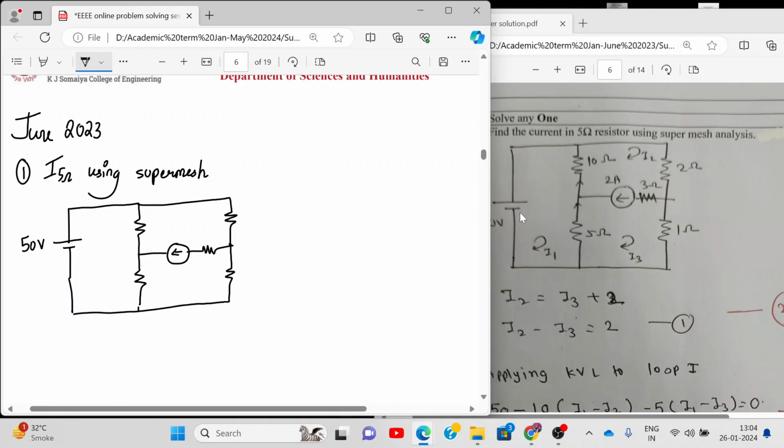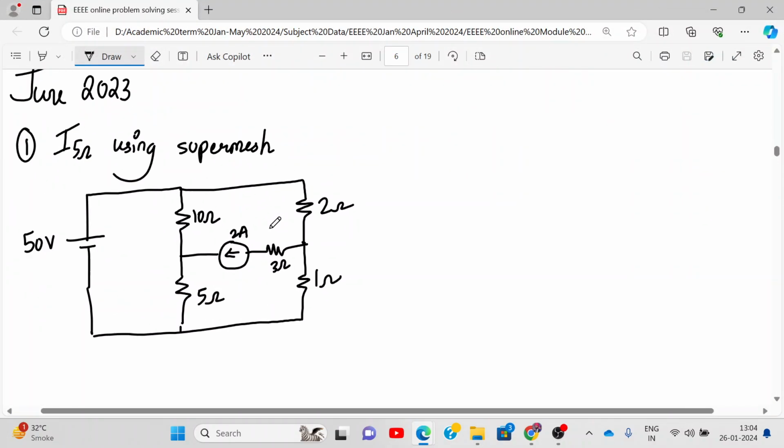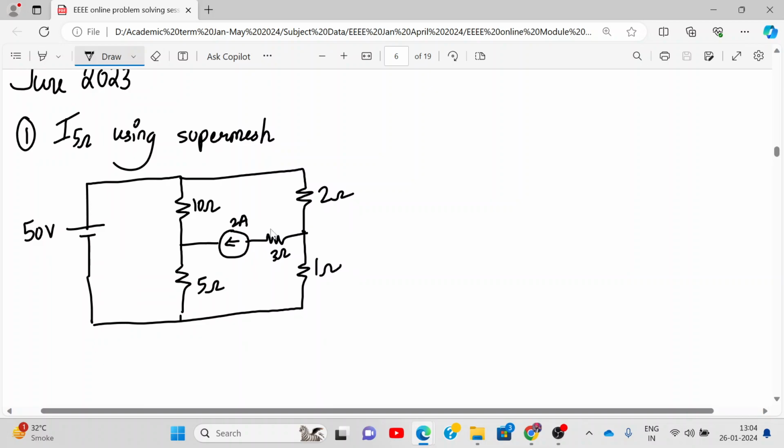Okay, so this is 5 ohm, 1 ohm, 2 ohm, 10 ohm, 2 ampere and 3 ohm. Please mark it. And we are going to solve this. This is I1, I2, I3. All are in the same direction, opposite direction, sorry.